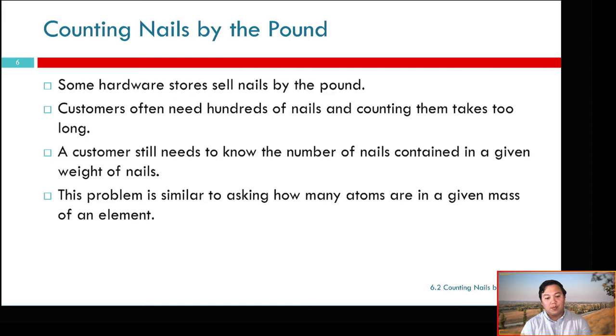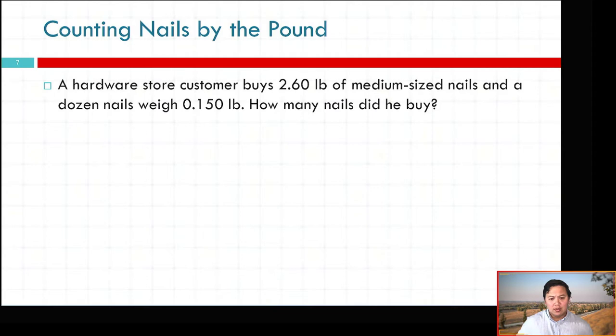So this is similar to when we ask the question, how many atoms are in a given mass of an element, right? We don't measure the number of atoms in anything per se, but we use the mass, and from the mass we can calculate the number of atoms. So if you go to the hardware store and buy 2.6 pounds of medium-sized nails, and a dozen nails weighs 0.15 pounds, how many nails did you buy?